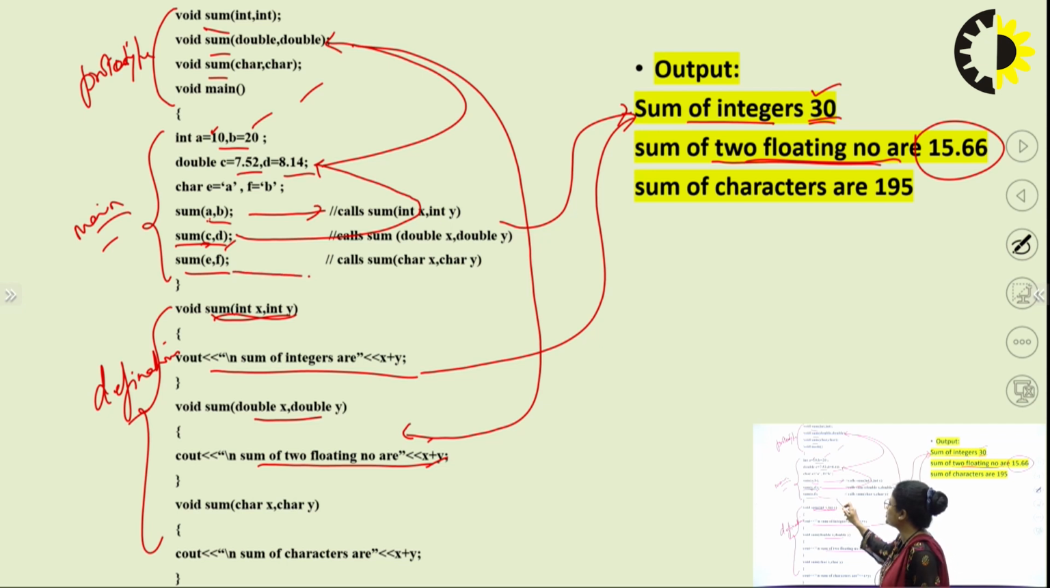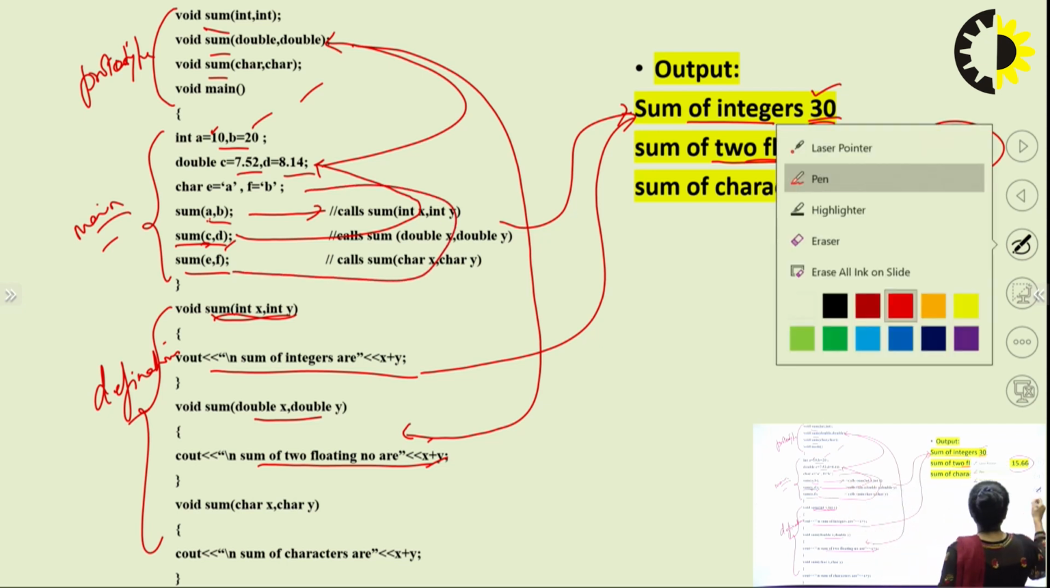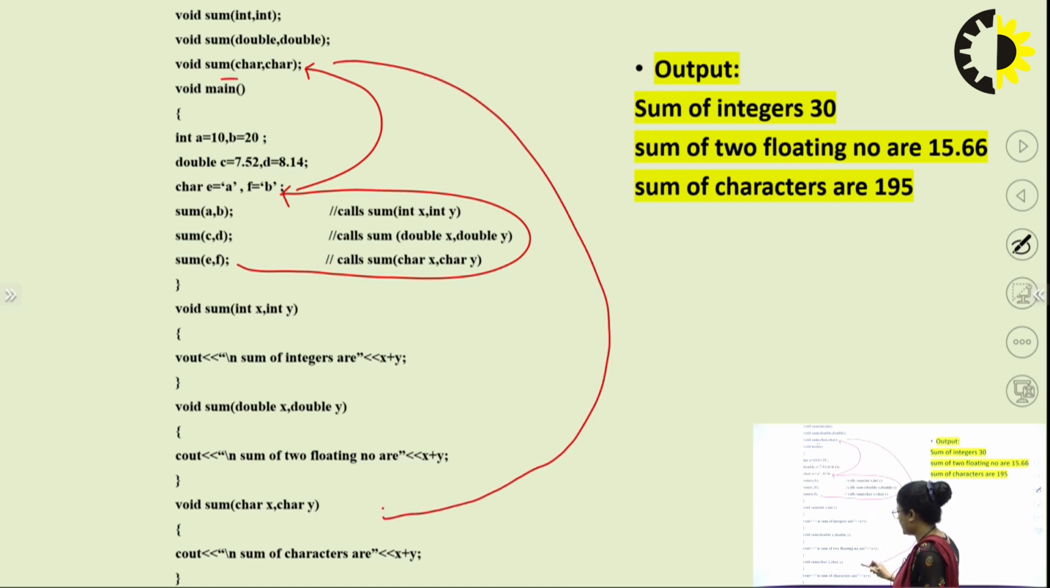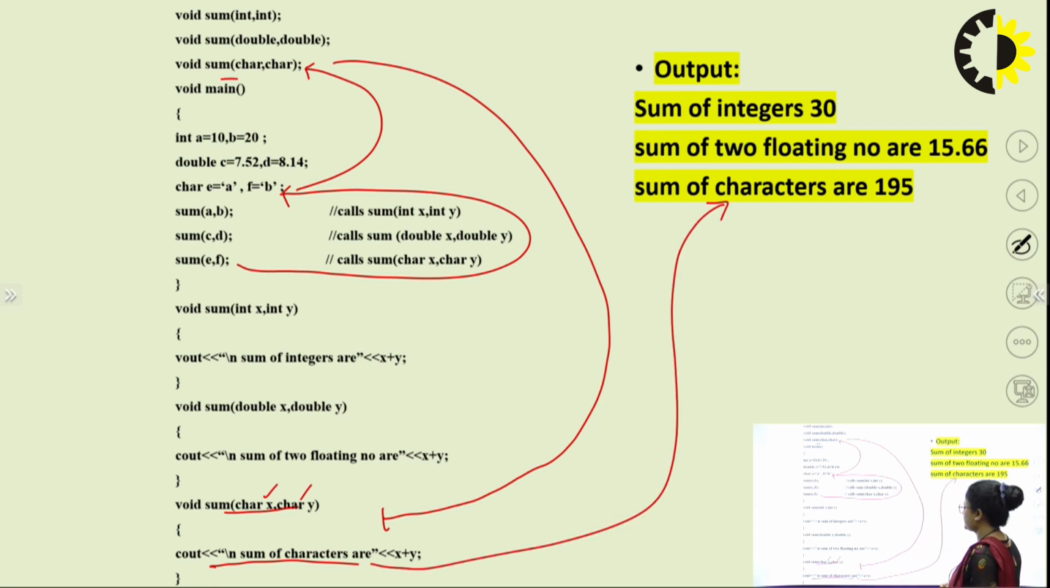e and f will be matched. When you are talking about e and f, which type of variables are they? Character. So it will go to the function prototype which has the character data type. It will take the definition from the function where the variables are character data type, and this will be printed on screen. That is, the sum of characters x plus y will be computed. What are x and y? x and y are e and f. And what are e and f? A and B. The ASCII equivalent values of A and B will be taken up, and the summation will be done. So this is a typical example where function overloading is being used.